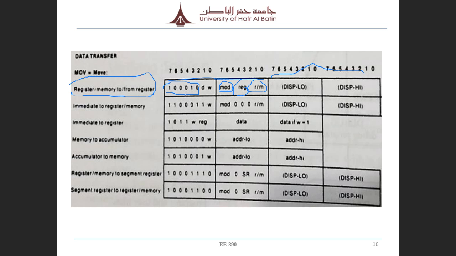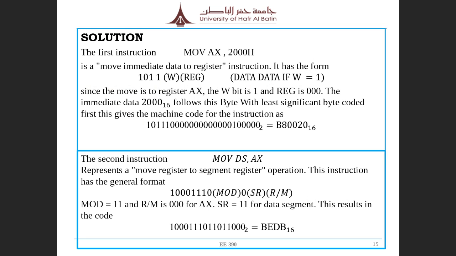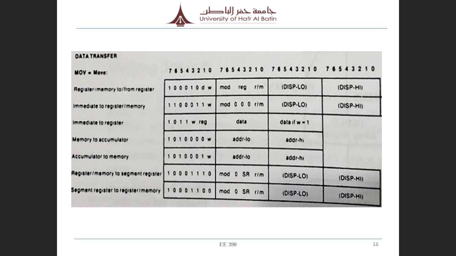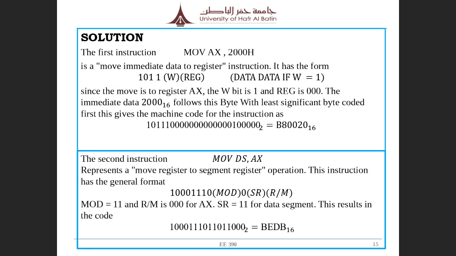But that was one example. Now we may have different types of move operation, so we will follow this table. For this case, our move operation is immediate to register, and for immediate to register, we use this format. So the first byte is done, and the second byte is data. If it is 8-bit data, we need 1 byte, but if it is 16-bit data, we need 2 bytes.